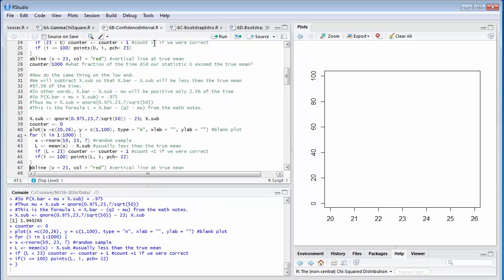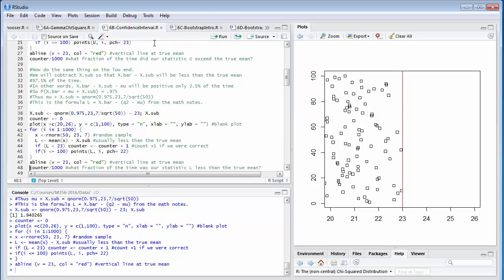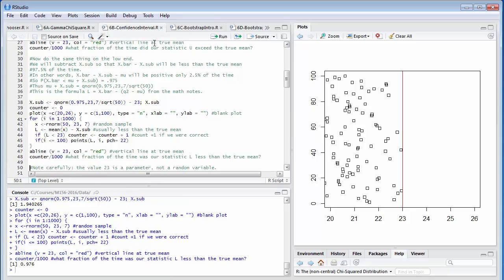plot the results for the first 100 trials, put a line at the true mean, and you can see most of the time we came out just fine. In fact, it almost looks to me as though we really lucked out, and 100% of the time we computed a number that's less than the true mean. But if we look at all 1,000, we see 976 times we succeeded. That's what we were shooting for.